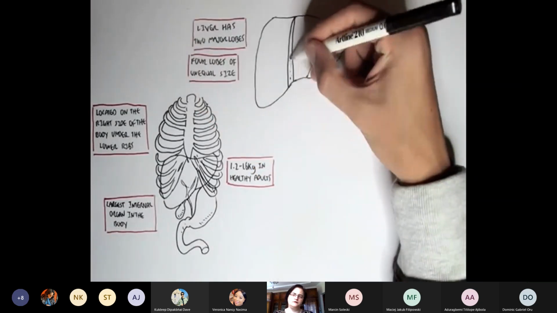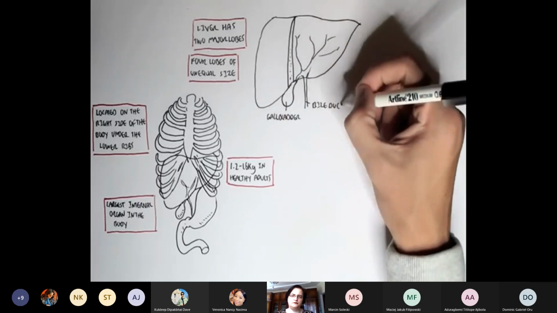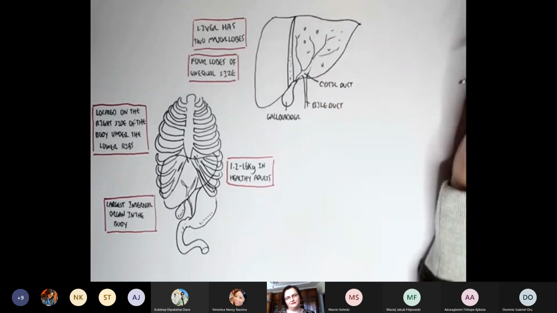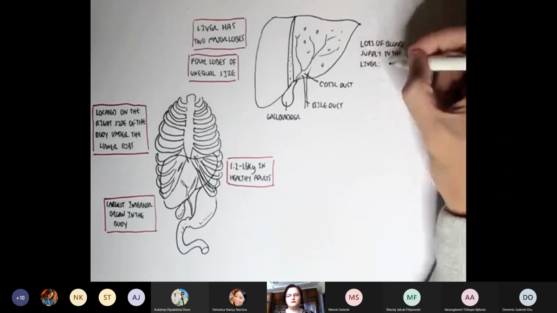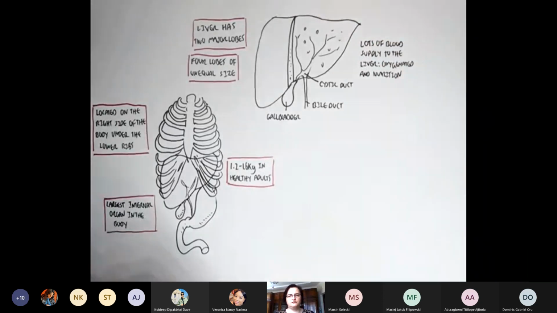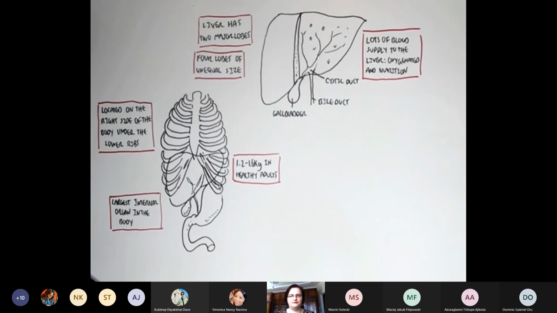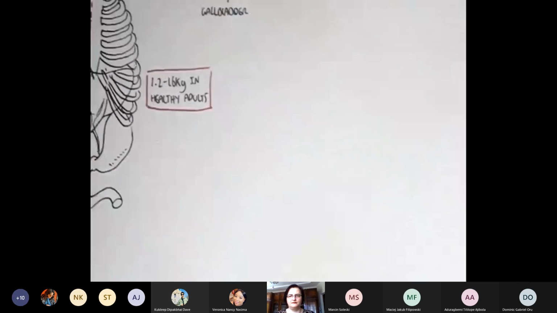Now, the organs that are in close proximity to the liver include the gallbladder, which actually connects with the liver. The bile duct comes from the liver and the gallbladder, and the cystic duct comes from the liver. These are important in the bile system, which we'll look into later on. The liver actually has a lot of blood supply in order to be oxygenated and to receive nutrients. So two important things, oxygen and nutrients.